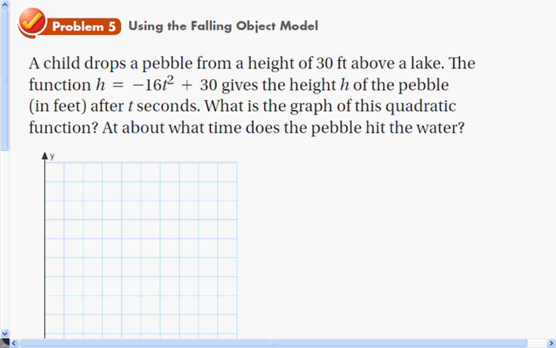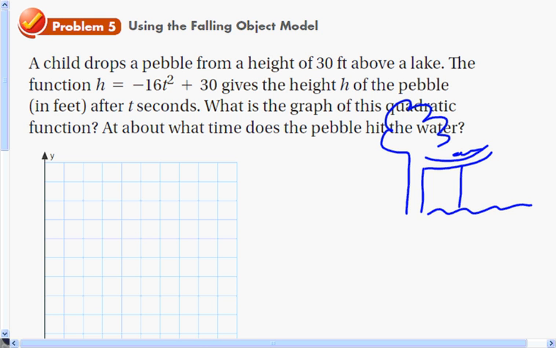So just a quick picture of this. Somehow a child is maybe in a tree. It has a branch coming out, and the child is out here, and down here is the water. And that distance is 30 feet. And the kid is dropping a rock into the water there. All right.